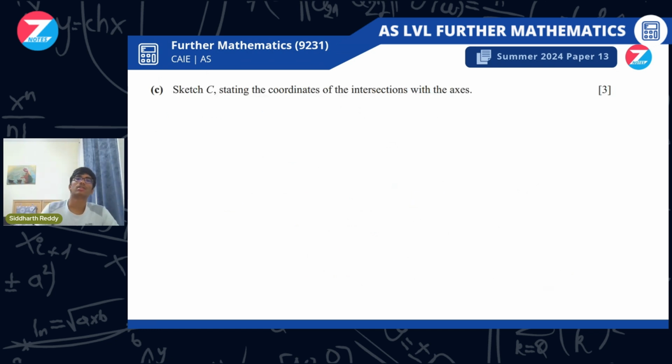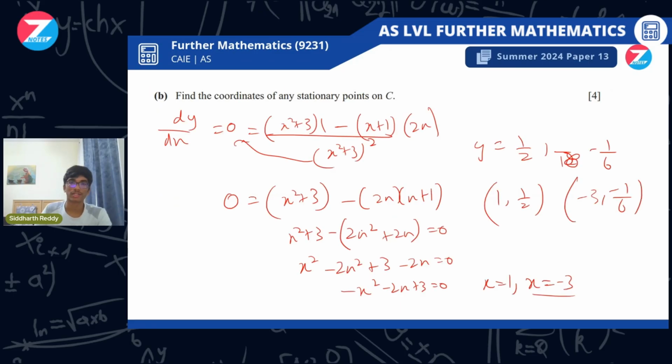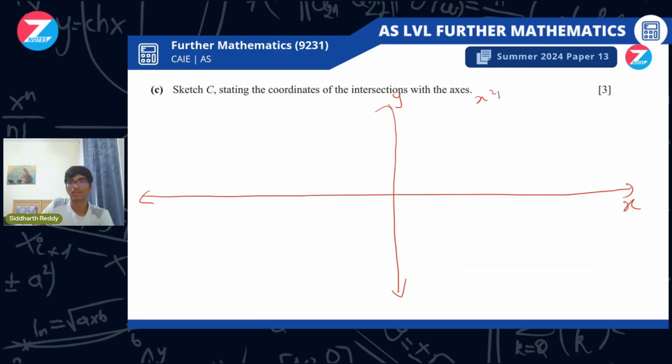Sketch C, stating the coordinates of the intersections with the axis. So this is the graph, the xy plane. So this is x and this is y. Okay, so first let's find the intersections. So we have x square plus 1 by x square plus 3. So x square, just x plus 1. So one intersection will be at minus 1. And at x is equal to 0, we have 1 by 3. So this will be 1 by 3. This is the y-intercept.